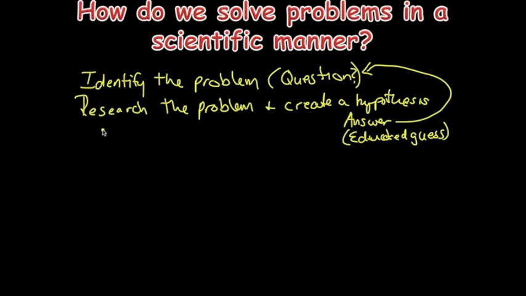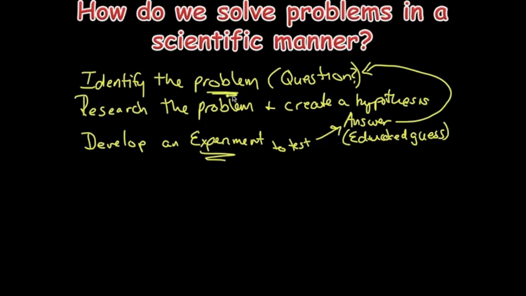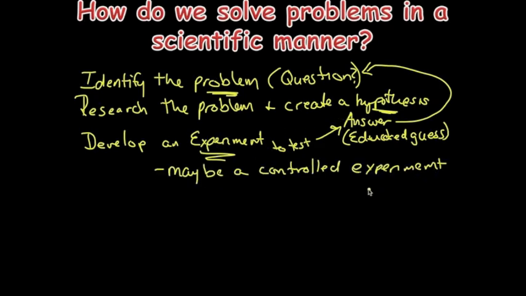And then once you have your hypothesis, scientists develop an experiment that tests the answer. Okay? So we have the problem, the hypothesis, the experiment. So an experiment may be a controlled experiment. Okay, and we'll get into that in another lecture, more in detail.